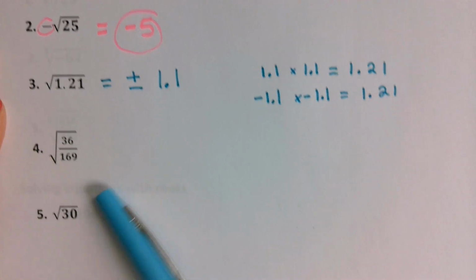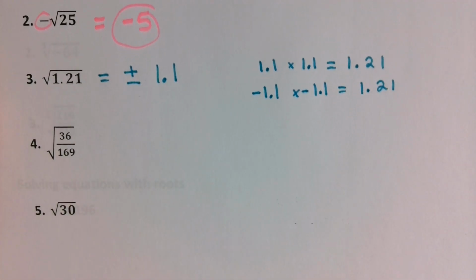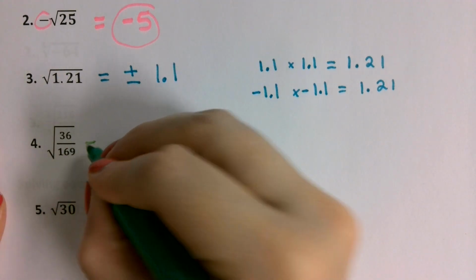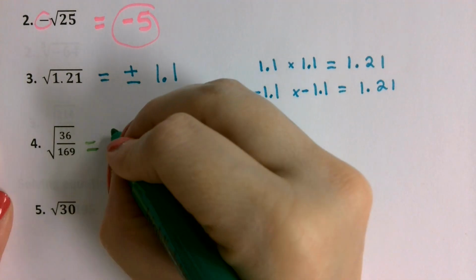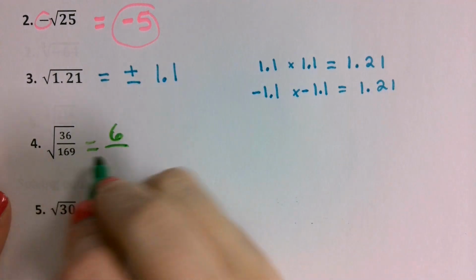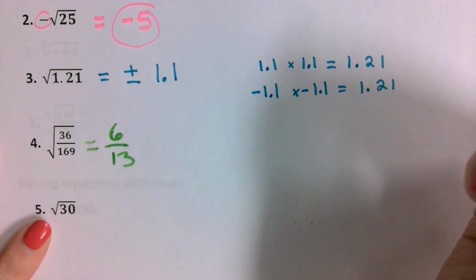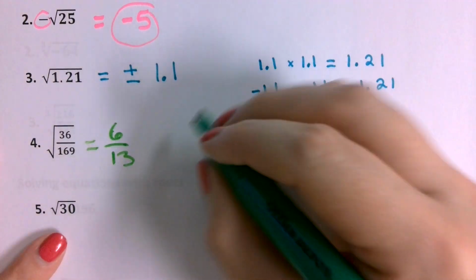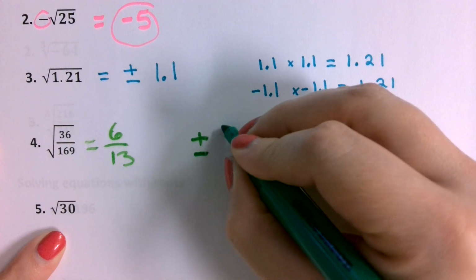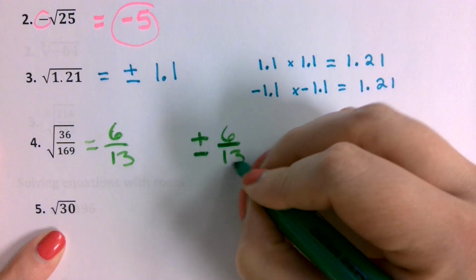Okay, what about the square root of 36 over 169? What is that going to come out to? Noman? 6 over 13. Good, 6 over 13, but don't forget positive and negative. It can be both. If you were to just do this by hand, the square root of 36 is going to come out to 6, and the square root of 169 comes out to 13. But we know that it's going to be a positive and a negative, so we need to make sure we do both positive and negative 6 over 13.